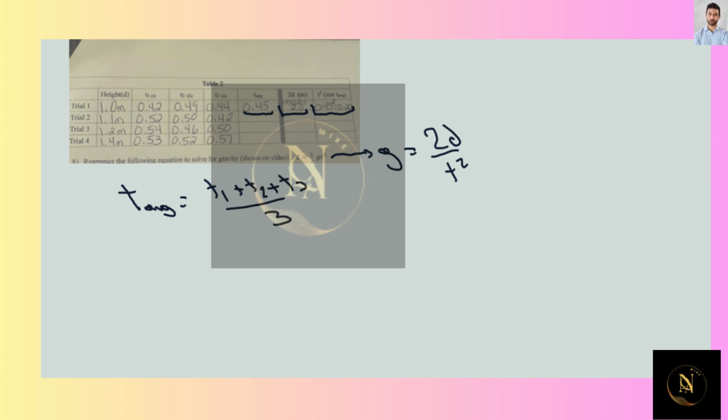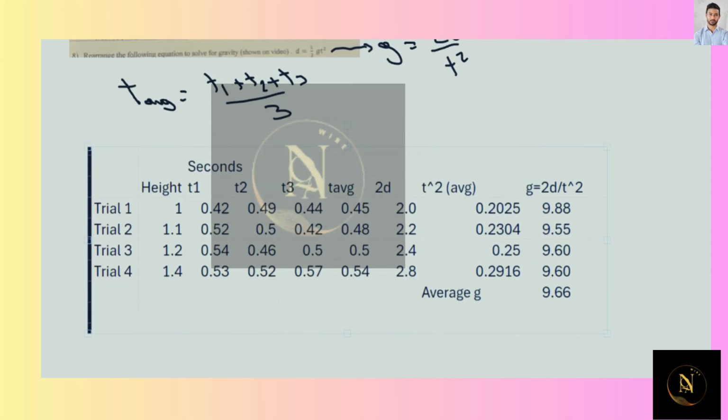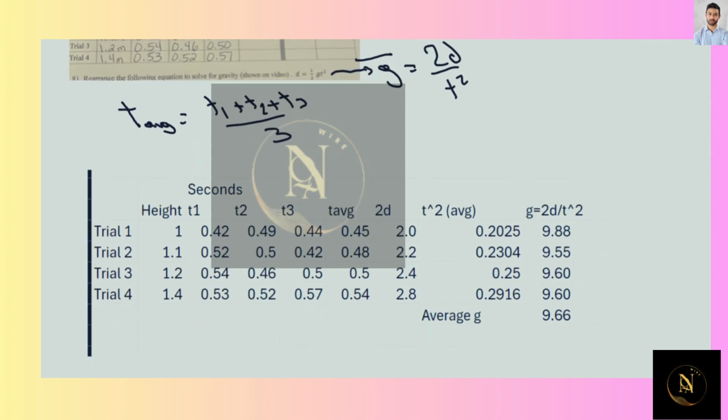Okay? So for all of these trials, I'm going to get a value for gravity, and after that, we're going to be able to calculate the average value of gravity for all of your 4 trials. That is going to look like this, where I just completed that table that was provided. The average values for each of the trials are shown here. 2 times the distance is just 2 times the height, and for the time squared, you take the average value and just square it.